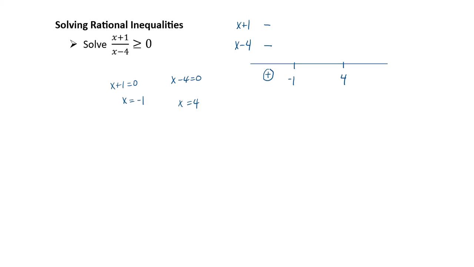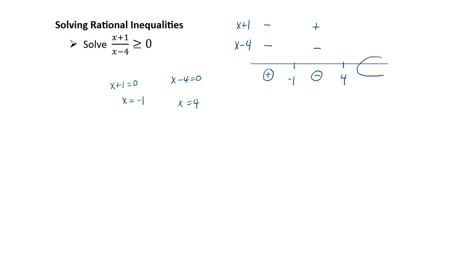Let's pick a number in this interval, maybe a 0. If I put it into this factor, 0 plus 1 is positive. If I put it into this factor, 0 minus 4 is negative. And a positive divided by a negative is negative.